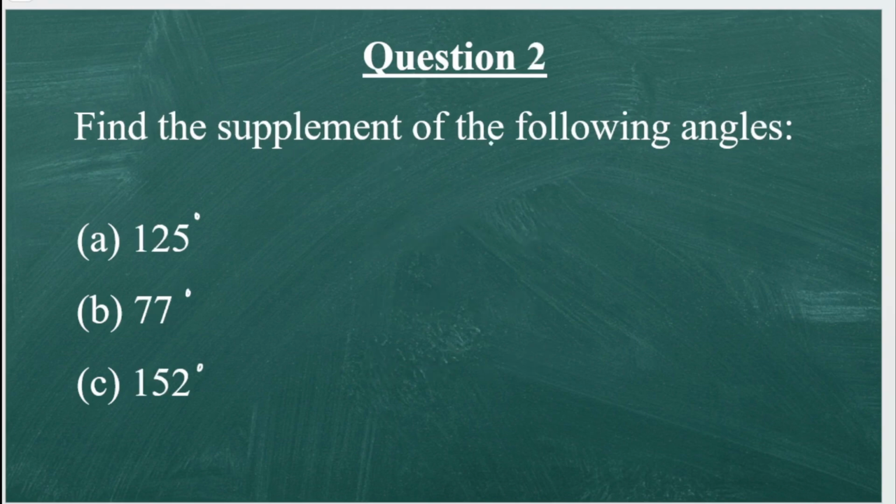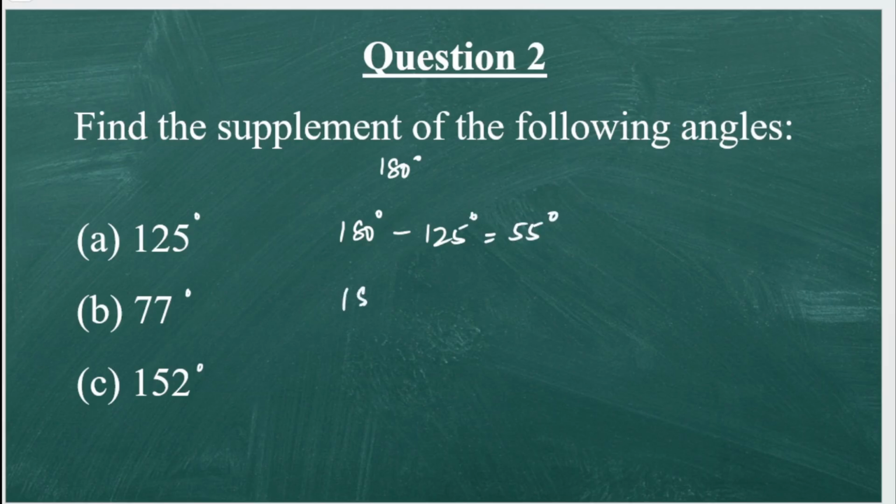Question 2. Find the supplement of the following angles. Two angles are called supplementary angles when their sum comes out to be 180 degrees. So to find the supplement of these angles, all we need to do is subtract them from 180 degrees. So for 125 degrees, the supplement will be given by 180 minus 125 degrees, which is equal to 55 degrees.